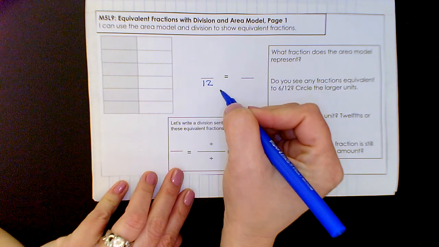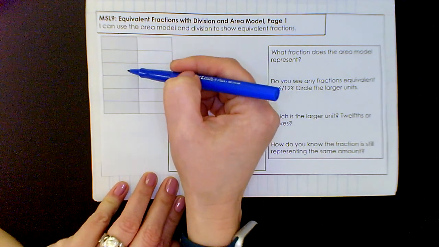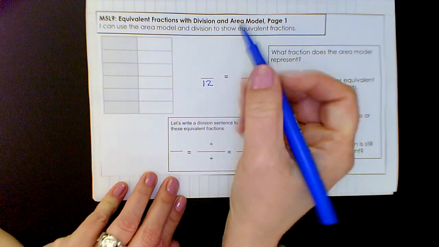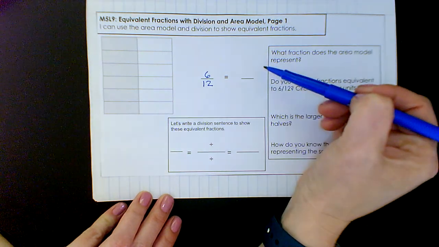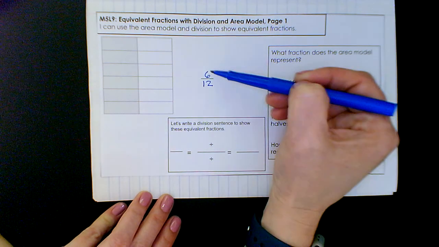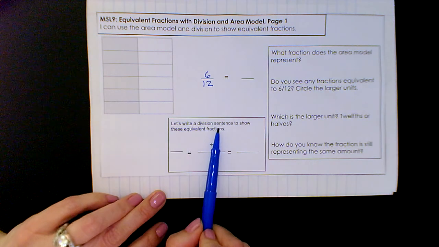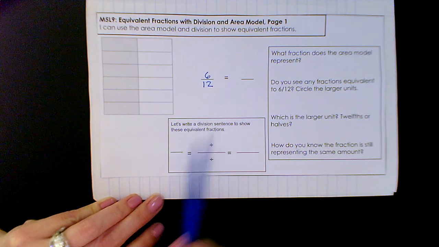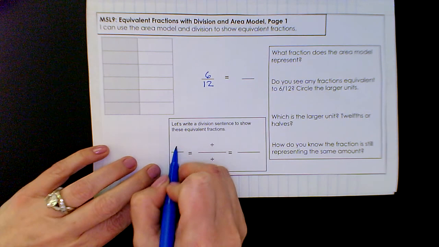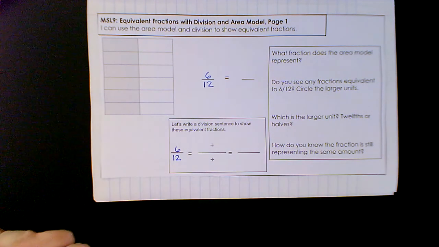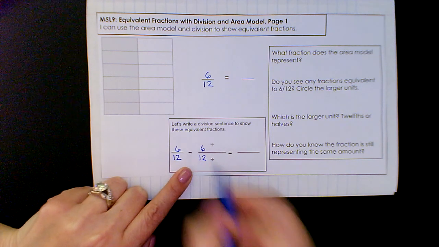Okay? Now I need to find my numerator, which is the shaded part. 1, 2, 3, 4, 5, 6. Okay, the shaded part is 6. I need to find what fraction is equivalent to 6/12. So it says, let's write a division sentence to show these equivalent fractions. So, what did my area model show, 4th grade? It showed 6/12. Okay? So again, my numerator was 6, my denominator was 12.